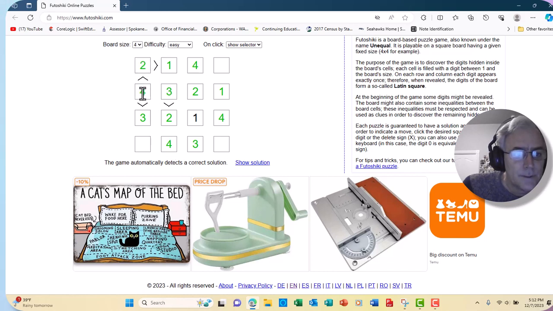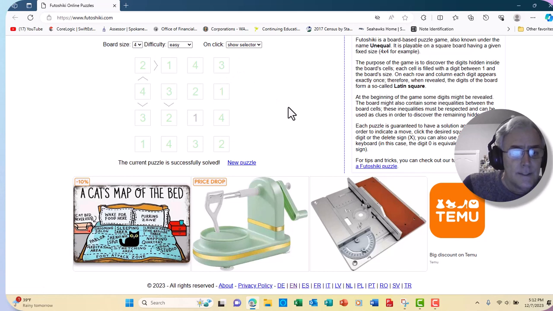So notice 4 is bigger than 2, and then 2 is bigger than 1. And 4 is bigger than 3, 3 is bigger than 2. So all of these signs here are correct. Well, we got one number left in this column. It has to be a 1. And what do we have left in this row? Well, there's a 2. So that one has to be a 2. And then the last number here has to be a 3. And then we solved the puzzle.